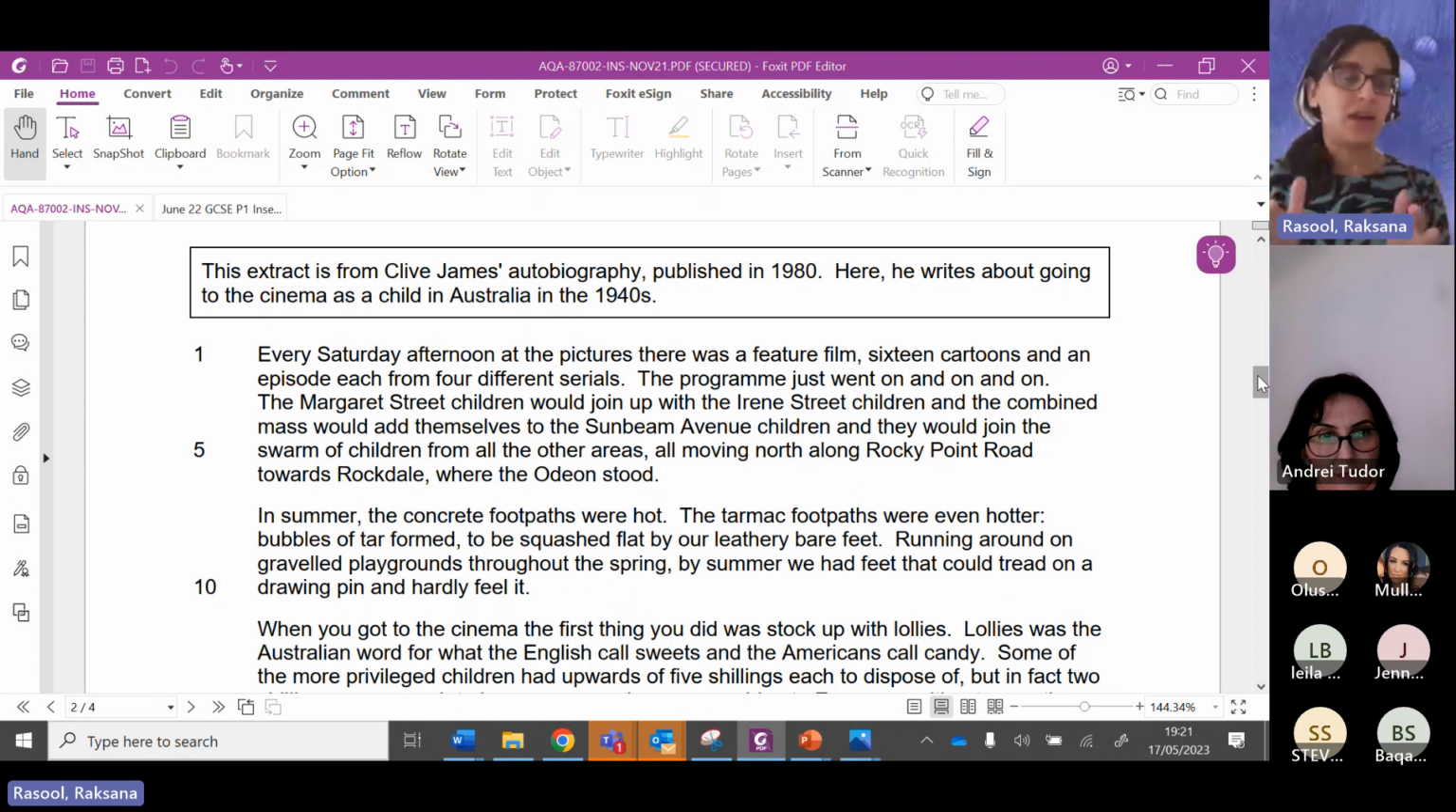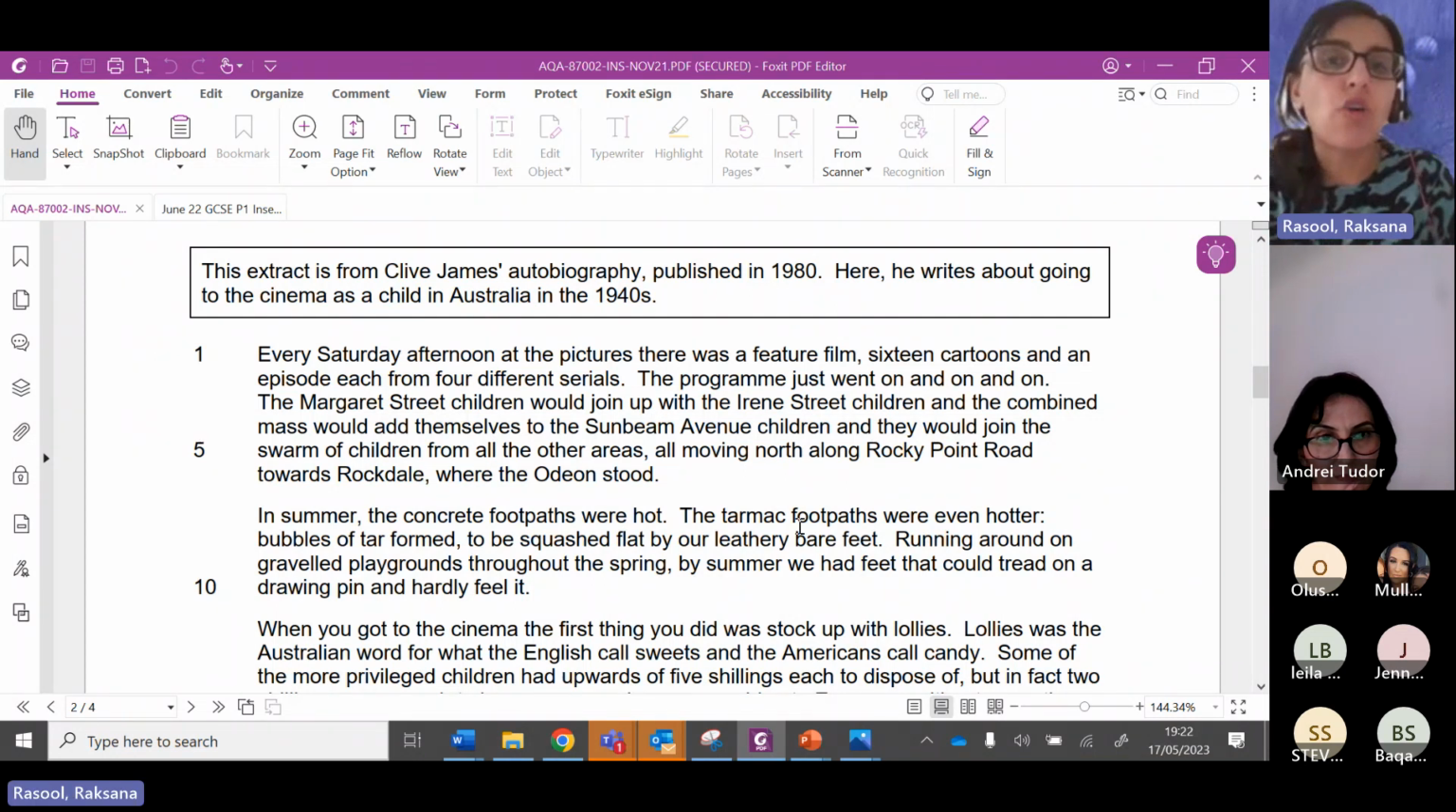So basically, this first paragraph is just talking about a Sunday afternoon where all the children from different streets would come together, and they'd all move in a big gang, huge. They've come from Margaret Street, Irene Street, Sunbeam Avenue. They'd all join together from all the other areas, and they'd move to Rocky Point Road because that's where the Odeon Cinema stood, towards Rockdale.